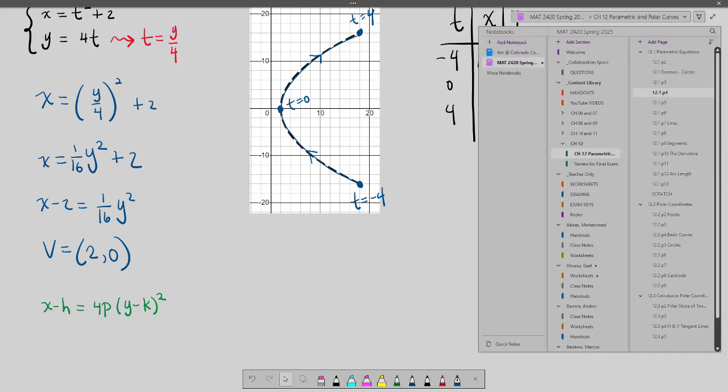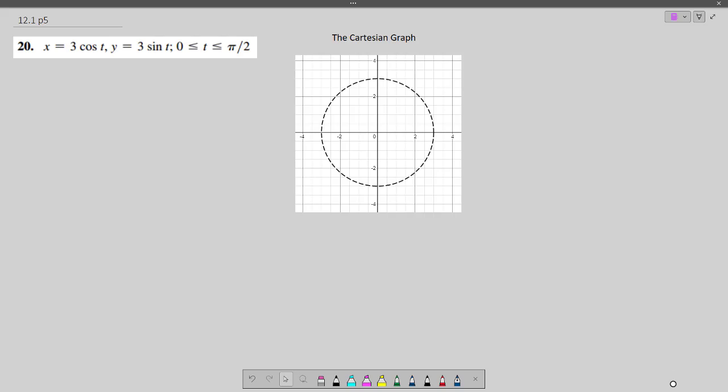Okay, let's take a look at this one. Here, what we've done is made a little modification to our very first example. Our first example had x was cosine and y was sine, and we had just the unit circle. So the question is, what does that 3 do? We know if it's just cosine and sine, the Cartesian curve is going to be the unit circle. What do you think the 3 is going to do?